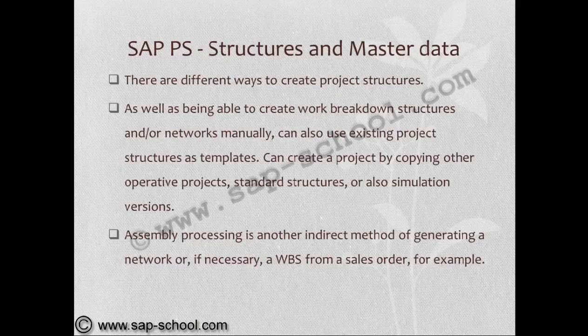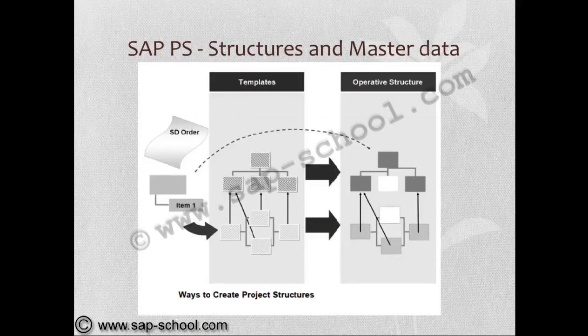You can create a project by copying other operative projects. Standard structures are also simulation versions. So these are all different ways to create project structures. Assembly processing is another indirect method of generating a network, or if necessary, a WBS from a sales order is an example. Now we can see here the creation of WBS structure in different ways, like from templates, from other operative structures. So this is about the WBS structure.